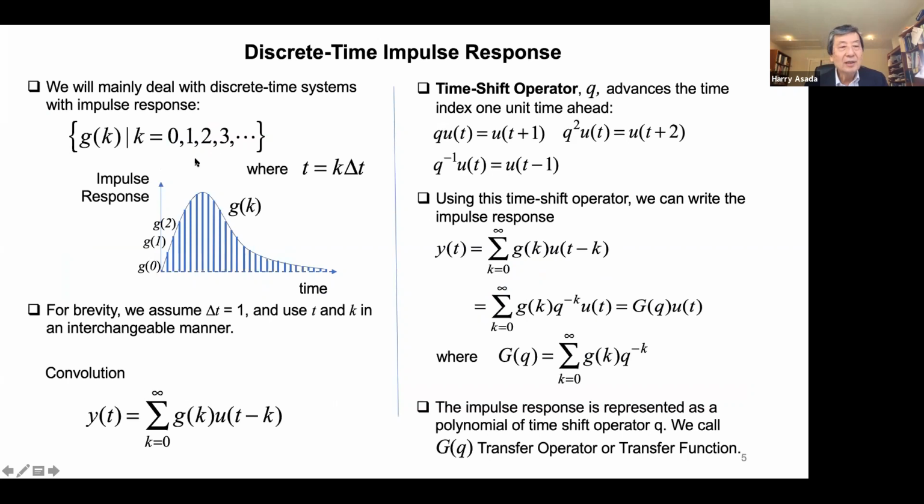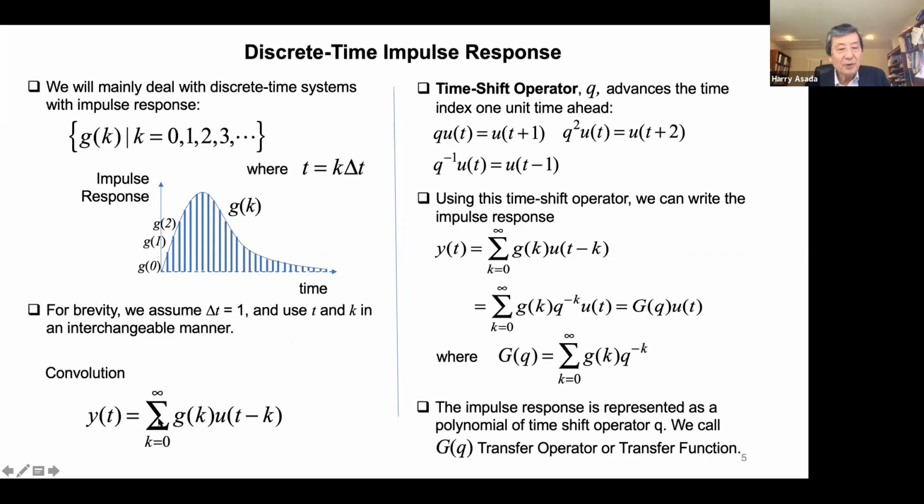So now we look at the discrete time. Instead of continuous time, we discretize it. So the impulse response is g(k), k equals 0, 1, 2, 3, like this, right? For the sake of brevity, we quietly assume delta t to be 1, because the real t is actually the sampling interval delta t times k, but we just assume that delta t equals 1 and use t and k interchangeably, right?